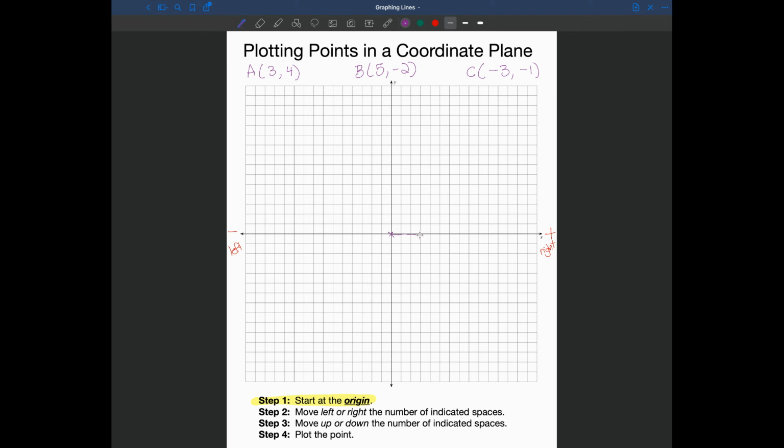Next, we want to look at the y value. We have a y value of 4. So again, just like with x, left and right, we can go up or down. We move up if we have a positive y value, and we move down if we have a negative y value. So our point is positive 4, so we're going to go up 1, 2, 3, 4. So my point is going to go right here. I'm going to label it with an A so everybody knows what it is.